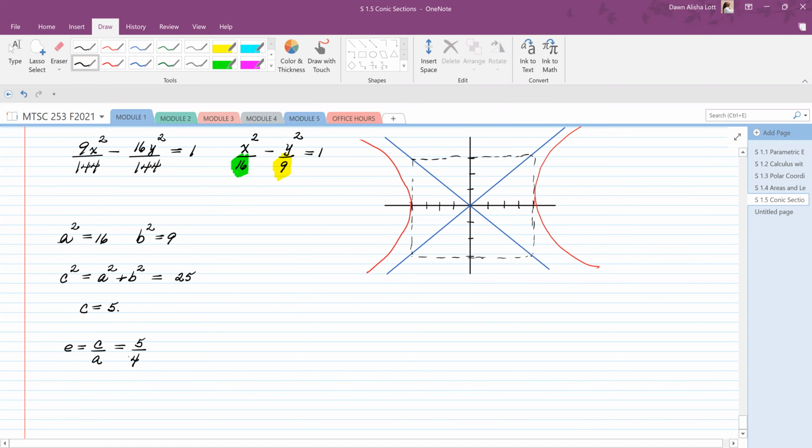Okay. The last thing is for a parabola, the eccentricity is equal to 1. Okay.